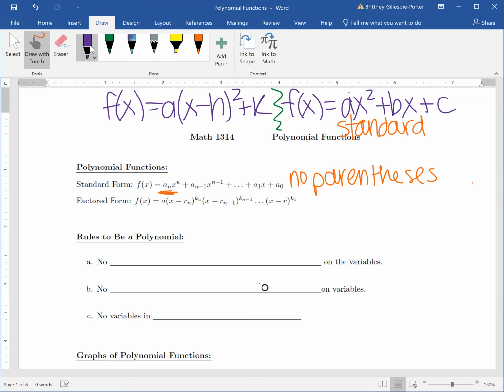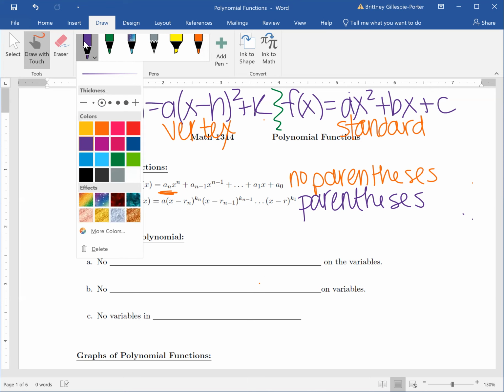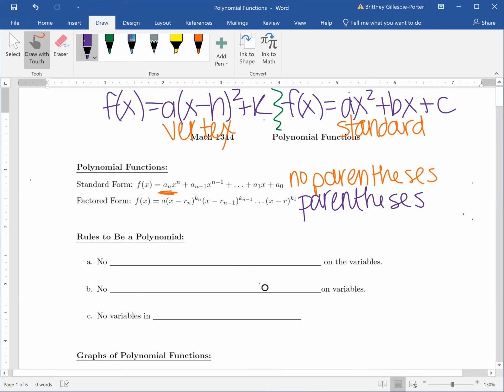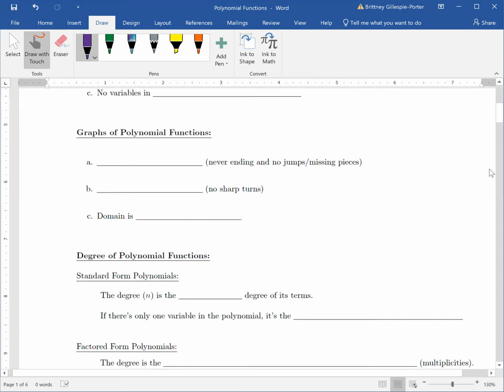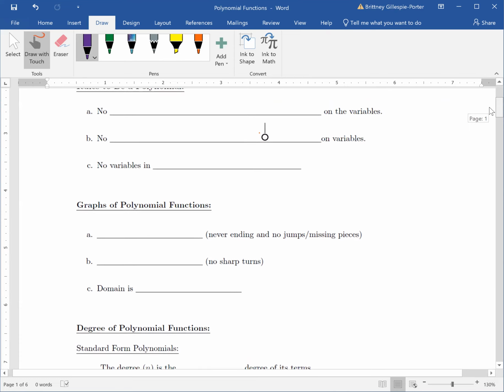In our factored form, we know we have factored form because we have parentheses. Just like we knew we had vertex form in our quadratics when we saw the parentheses. So the similarities just keep popping up. And here we have a at the beginning, just like we had a at the beginning of our vertex form.